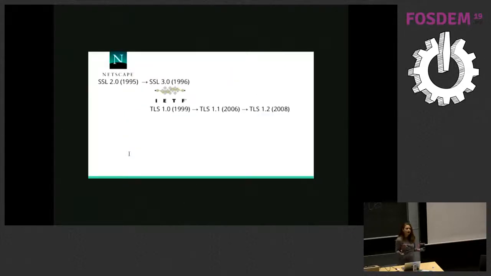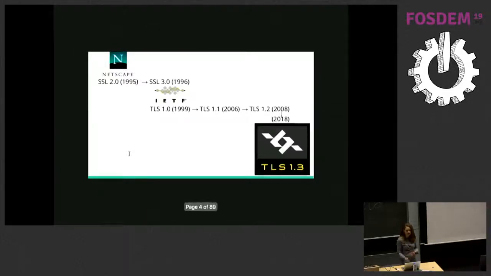So TLS started life as the Secure Sockets Layer protocol, SSL, developed by Netscape Communications. And then in the mid-90s, the IETF, the Internet Engineering Task Force, took over this critical protocol and rebranded it as Transport Layer Security. Then in 1999, we see the release of TLS 1.0, 2006, the release of 1.1, and then in 2008, TLS 1.2. And excitingly, TLS 1.3 has just been released, and that was released in August of last year.